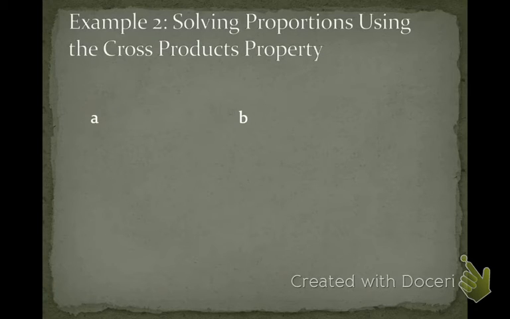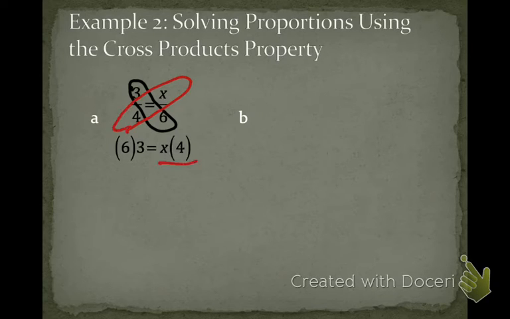Okay, now I'm going to use my cross products, or the butterfly effect. So I have 3 over 4 equals x over 6. So I'm going to multiply 3 times 6 with my cross product. So here's my cross product, 3 times 6. My other cross product is 4 times x. So I get 4 times x. And then I'm just going to go ahead and solve those.